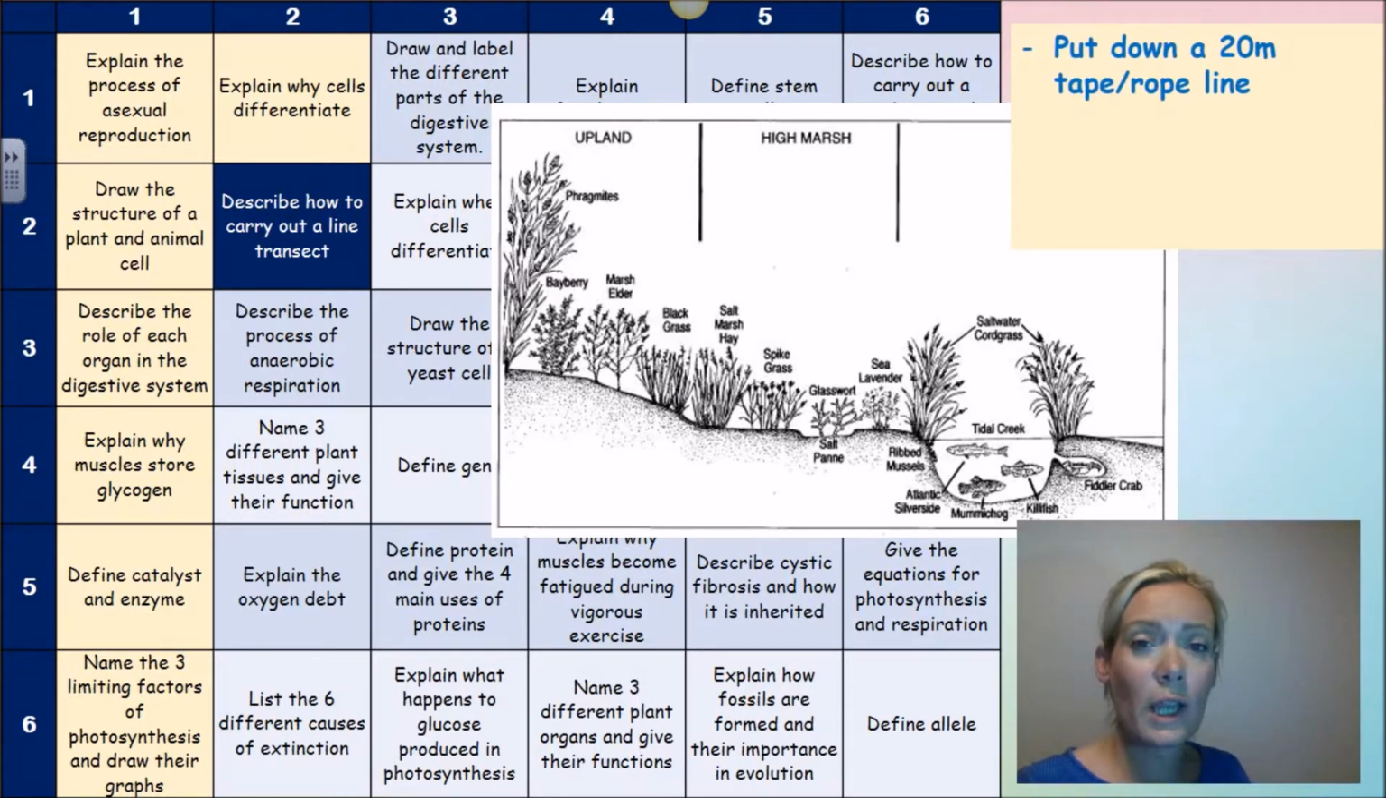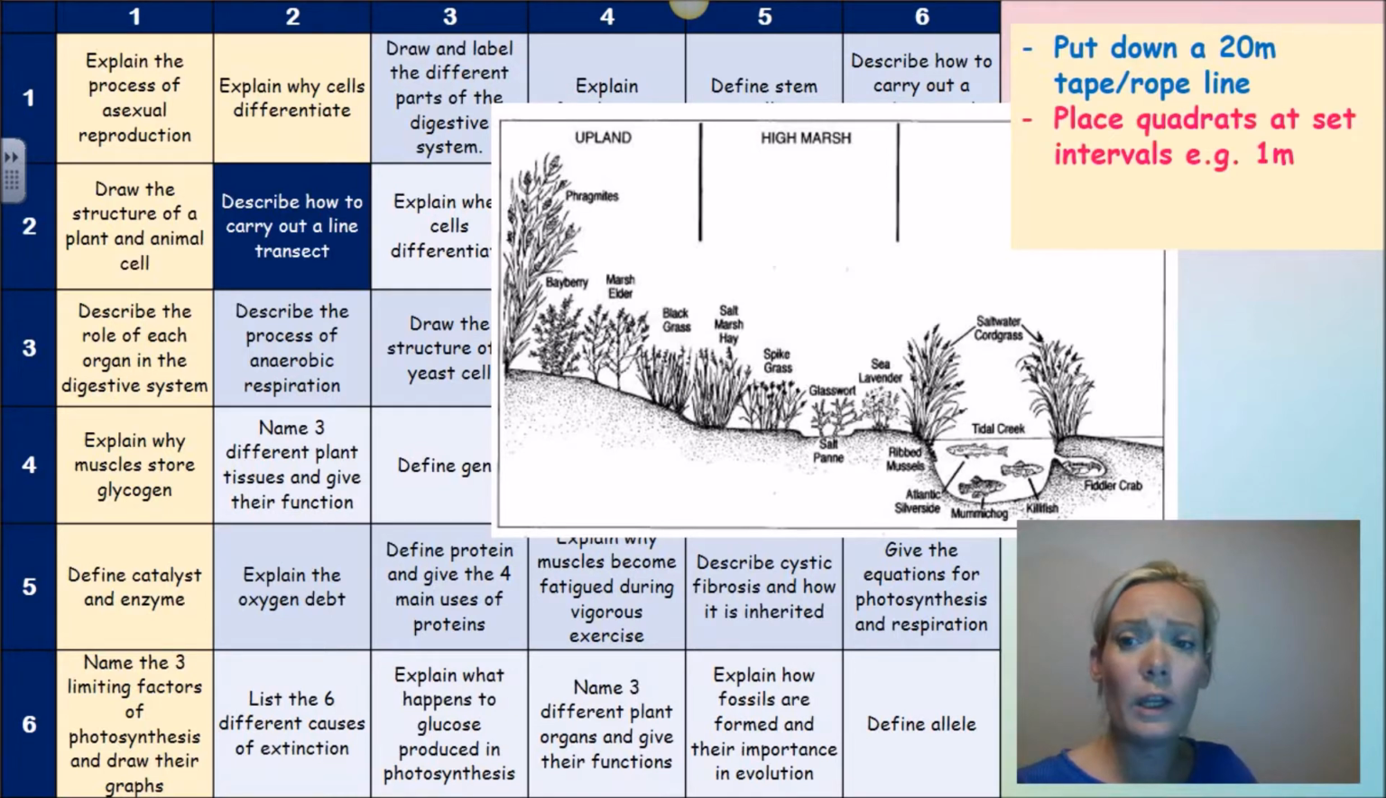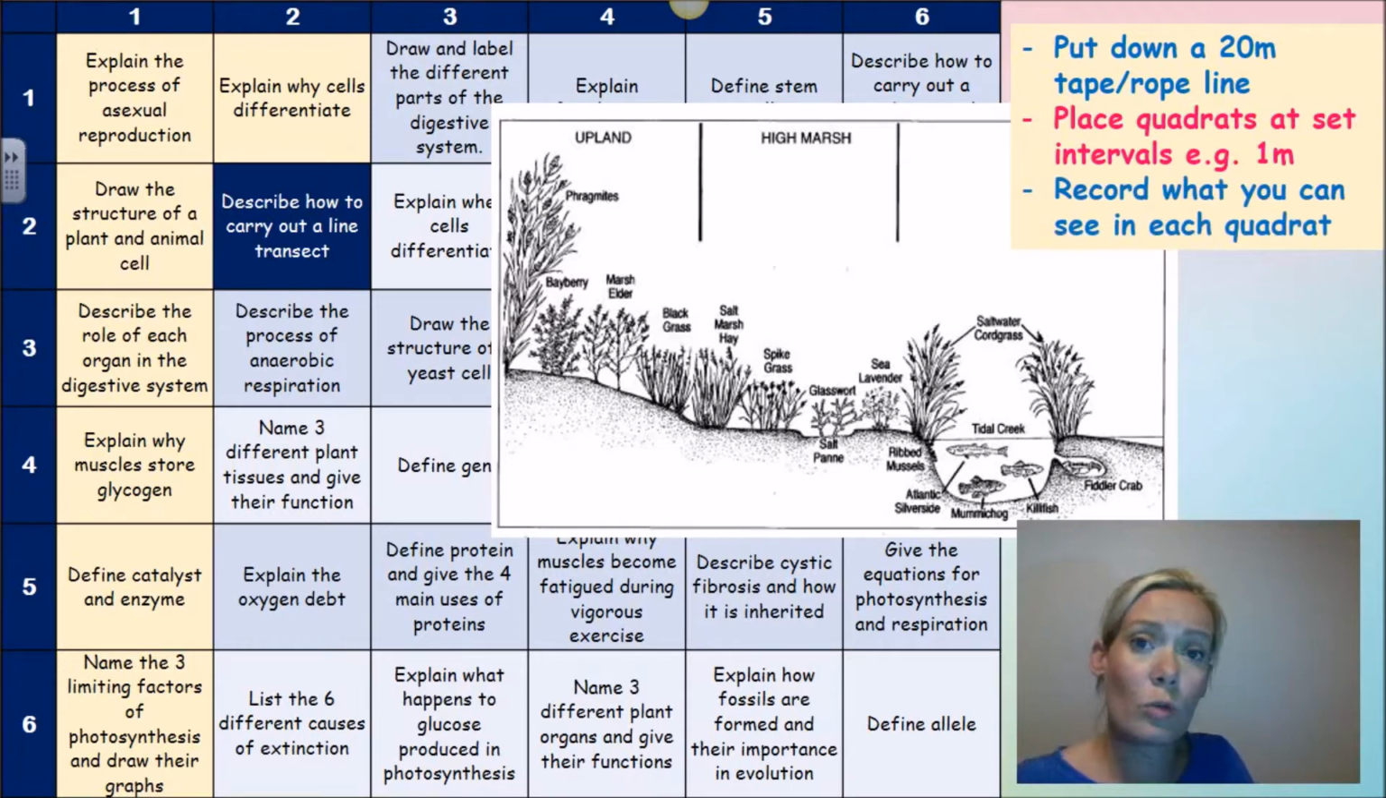So what you would do is you'd put down a rope or tape line, and this can be any distance. I've said 20 meters here, but you could do it for longer or for shorter. And then what you do is you use your quadrat, that square grid, and you'd place it about every metre along that line, and that's a transect. It does need to be at set intervals, so you can make sure it's a fair test, so keeping that interval the same as you go up. And all you would do is you would measure and record what you see in the quadrat in terms of plant species. So you might find that a species you find very close to the river actually isn't present as you go further up the bank. So line transects are used where the environment is changing rapidly.